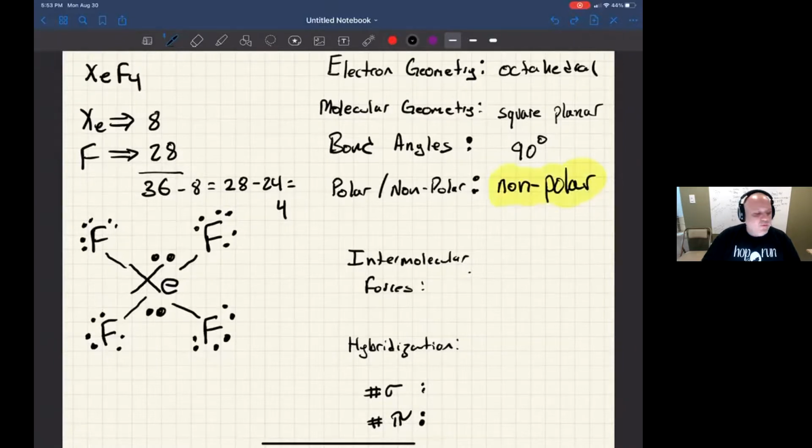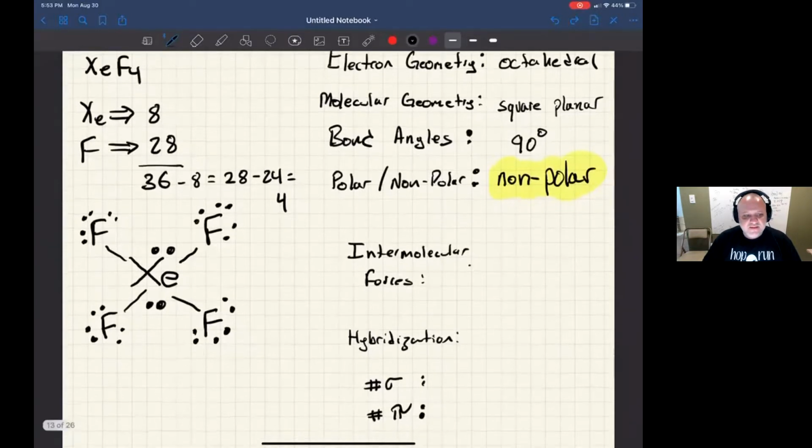And so again, remember, the quick and dirty rule is going to get you right most of the time, but sometimes it'll steer you in the wrong direction. This is one of those examples. So xenon tetrafluoride is in fact non-polar, which means the intermolecular forces are dispersion only.